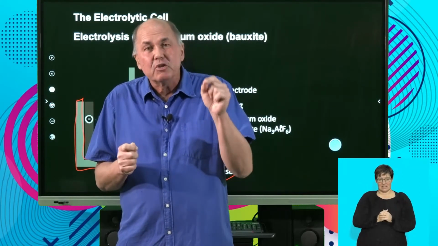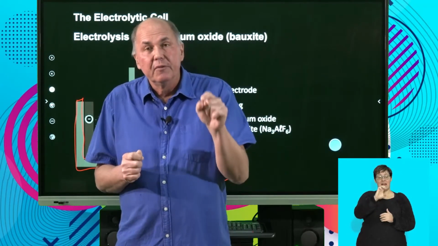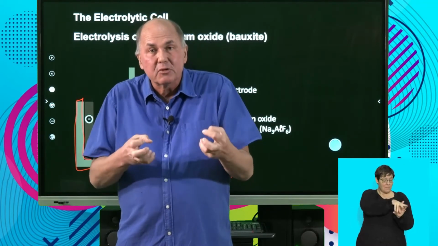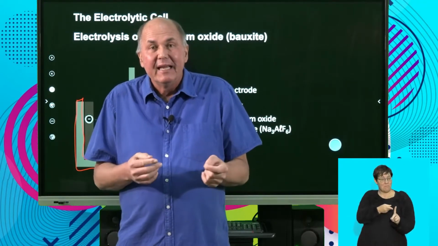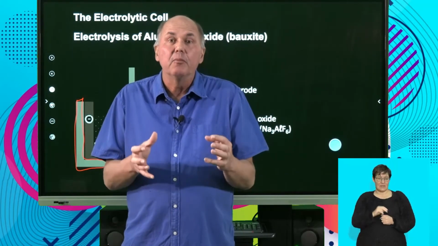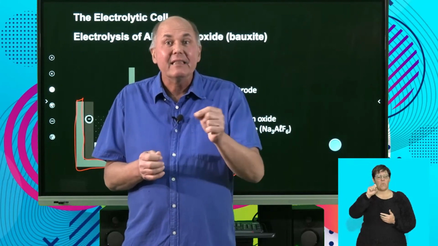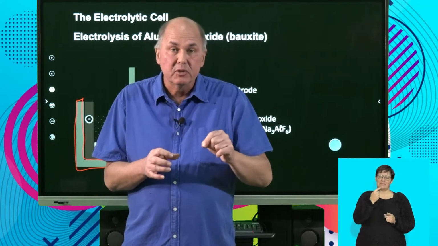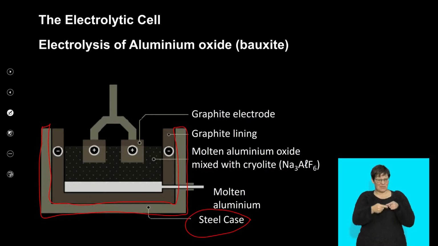But the actual electrode that we're going to use to extract the aluminium from is some graphite. Now, graphite is a particular form of carbon. It's like the pencil lead that you use to write with. It conducts electricity very well. And this graphite lining is connected to the negative electrode of the power supply. So this is all negative.